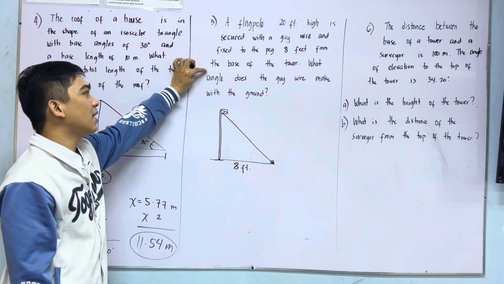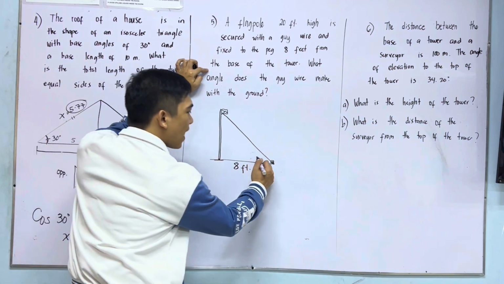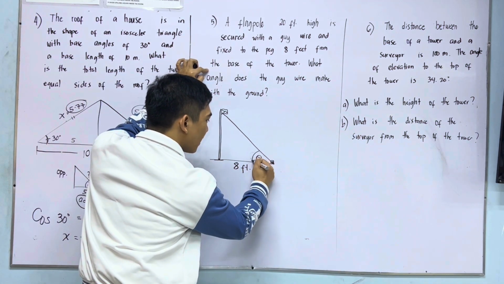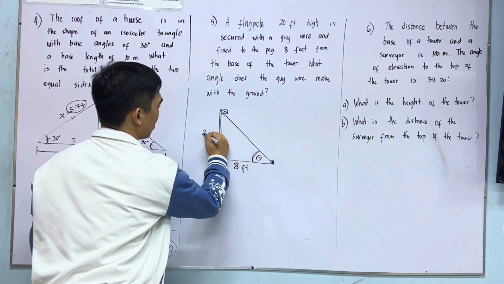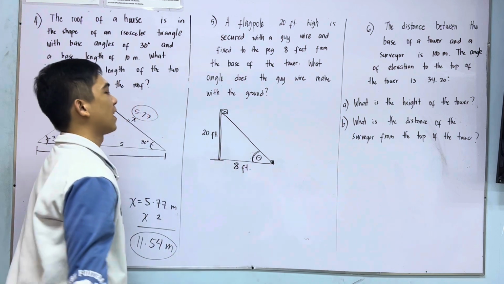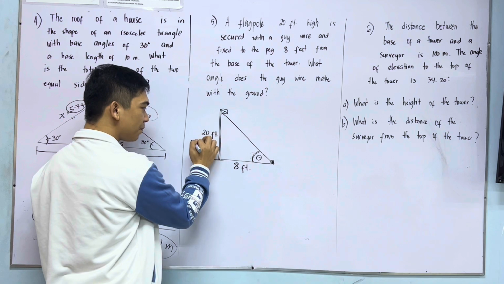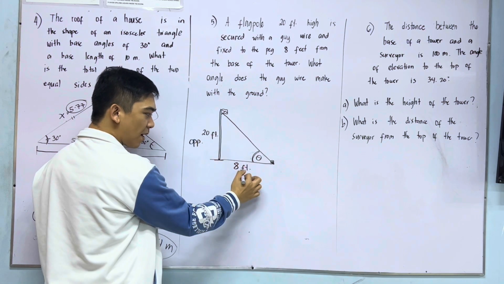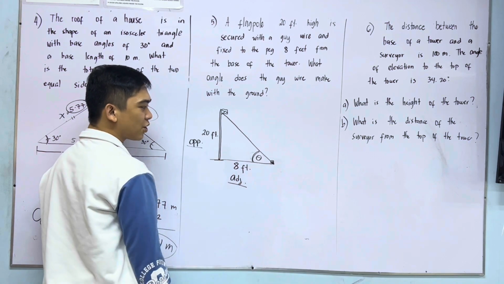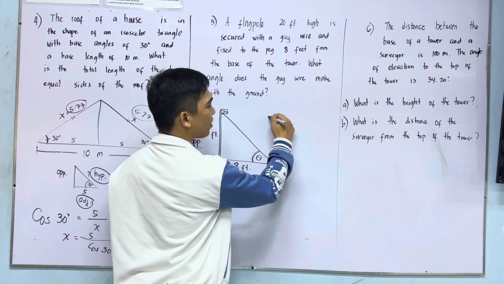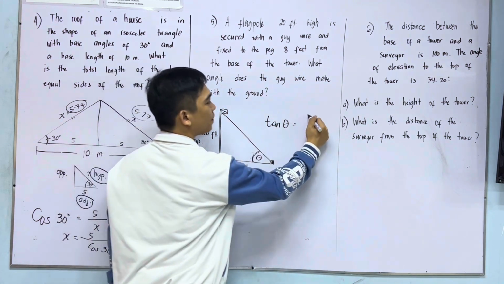What angle does the guy wire make with the ground? Ito yung hinahanap natin. Ano pa yung isang given? 20 feet po, high. So, label natin. This is the angle. Ito, opposite. Ito naman, adjacent. So, opposite and adjacent, what function? Tangent. Tangent theta is equal to 20 over 8.